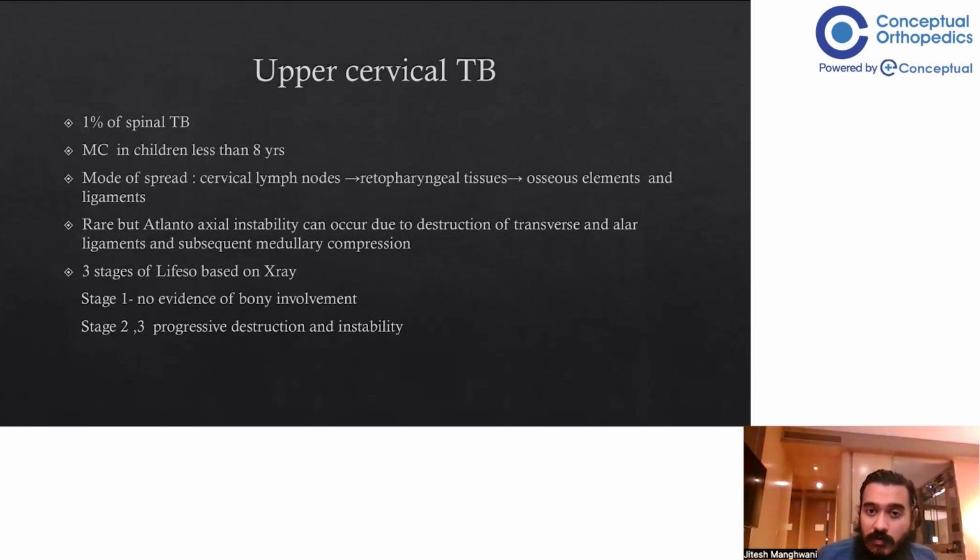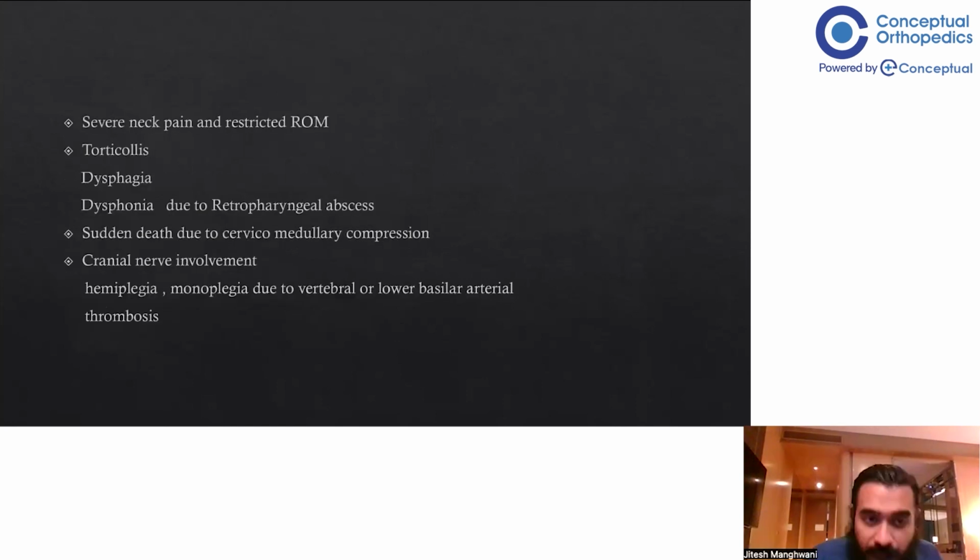In less than 1% of the cases we see it. Most commonly it would be seen in children less than 8 years of age. The spread would be via the cervical lymph nodes, retropharyngeal tissues, and then from there to the osseous elements and the ligaments. Rare but atlantoaxial instability can occur, which is secondary to the destruction of the transverse and alar ligaments, and subsequently it causes the medullary compression. There are three stages given by Lifso on the X-ray. No evidence of bone involvement is stage 1, 2 and 3 are progressive destruction and the instability.